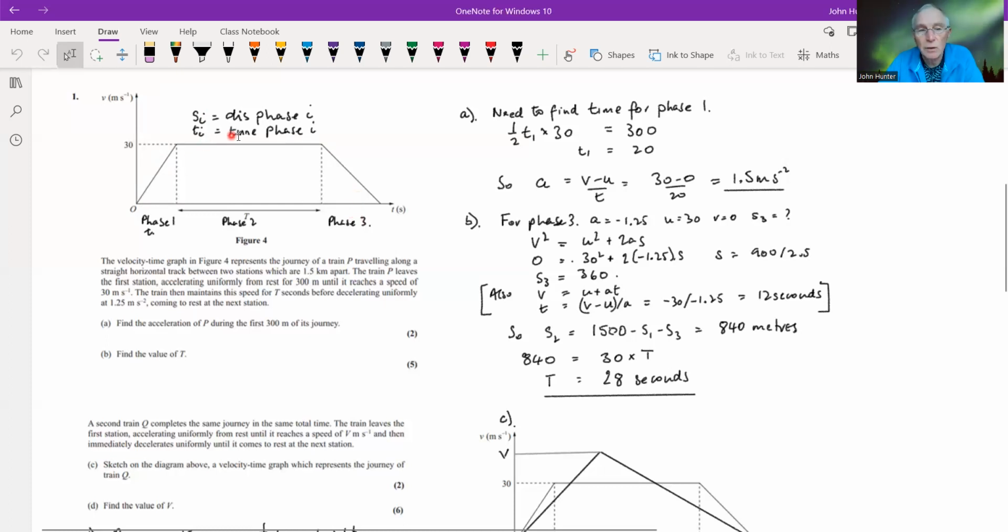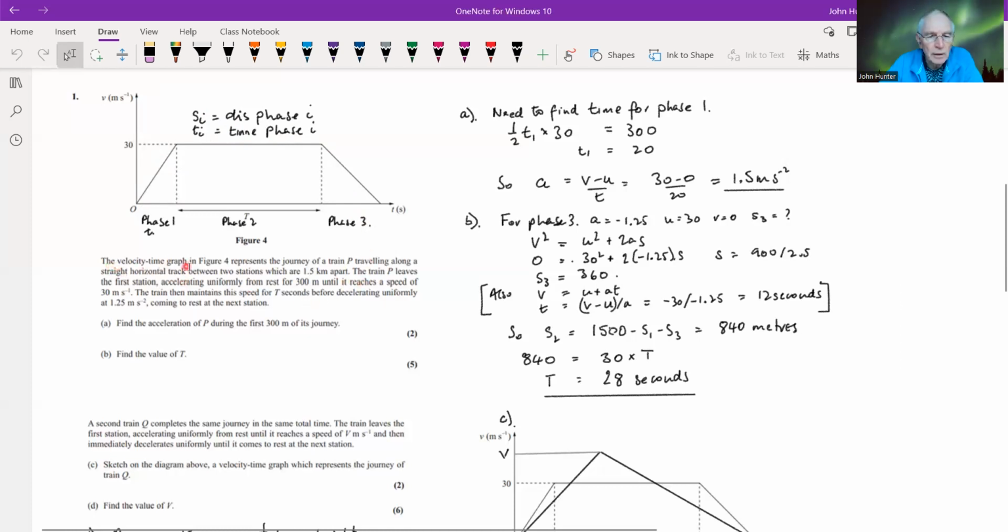There's only one particle here, so no need to distinguish between the time for one particle and the other. So it's just appropriate for what we're doing in this question. Let's just read through the question, see where we're going.